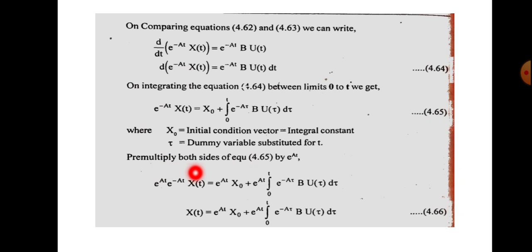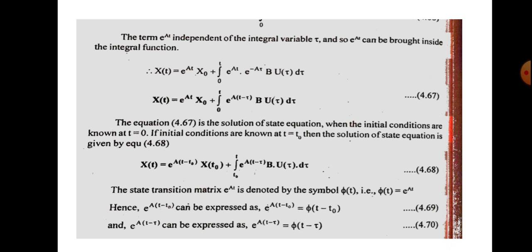So if we multiply both sides by e raised to at in order to cancel this term, you will get x of t. See, when you multiply this with e raised to at, this becomes 1. So x of t equal to e raised to at into x0 plus e raised to at into the integral from 0 to t of e raised to minus a tau into b into u of tau into d tau. So you will get this equation. So this will be the solution of the non-homogeneous state equation. So you can rearrange it. See, here x of t is equal to e raised to at into x0 plus the integral from 0 to t of e raised to at into e raised to minus a tau into b into u of tau into d tau.